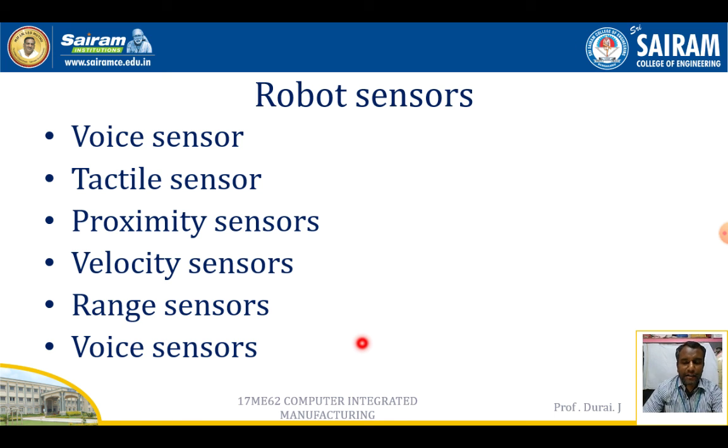Suppose people are standing at a door, and if you go and say open, it will open. That is also with the help of a voice sensor. In the same way, the robot sensor works accordingly. We can give orders orally using the voice sensor. So these are all the sensors used in robots.